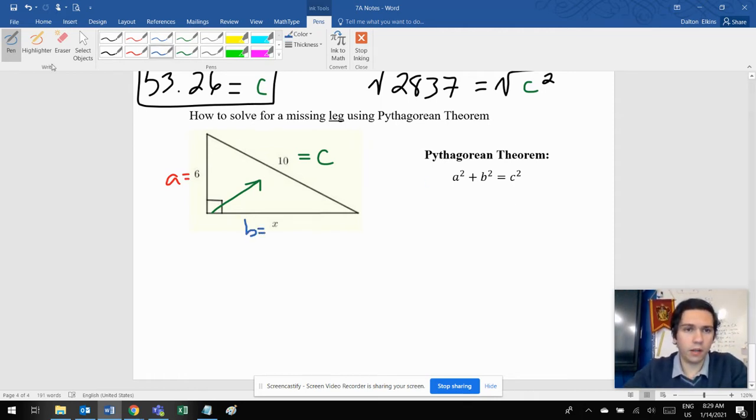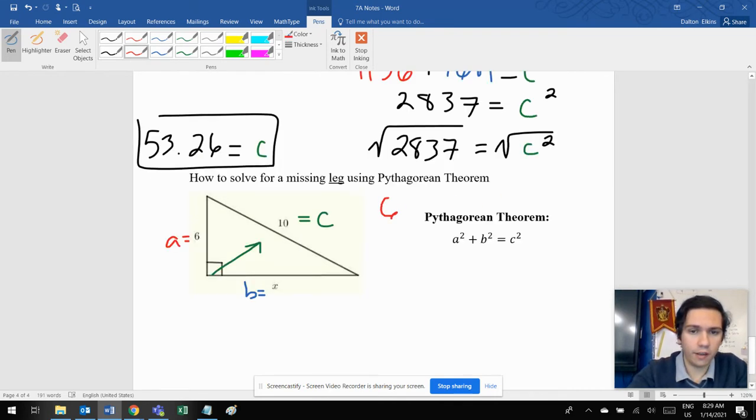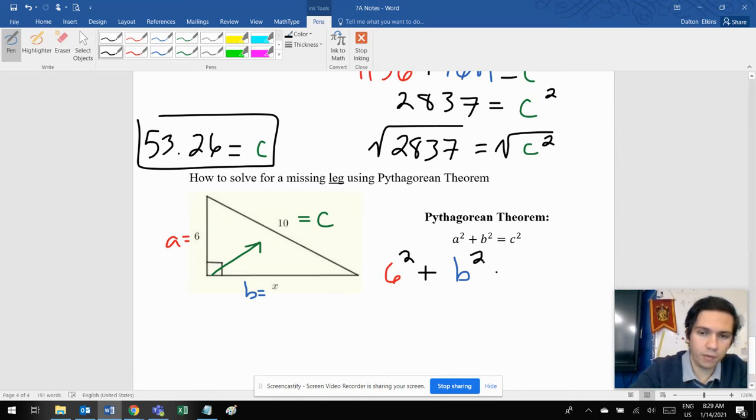So when I go ahead and plug everything that I know into the Pythagorean theorem, I know A is 6. Let me clean that up. So 6 to the power 2. Now I don't know what B is. That's the thing that we are trying to find. So I'm just going to leave it as B. So B to the power 2. And this is equal to C, which is 10 to the power 2.